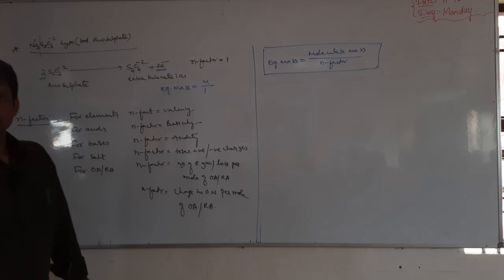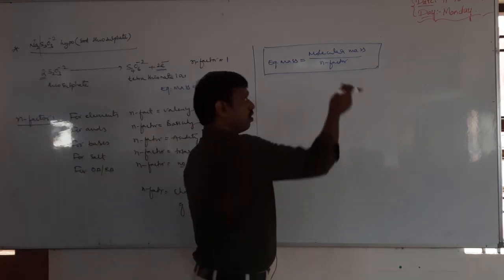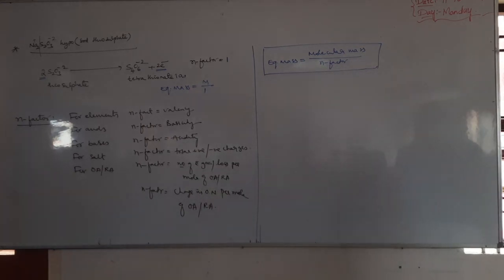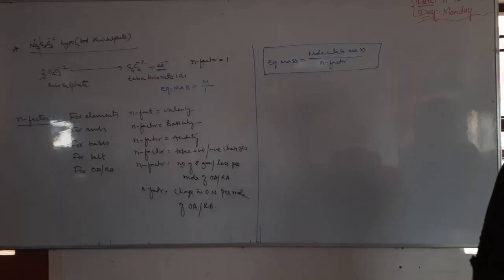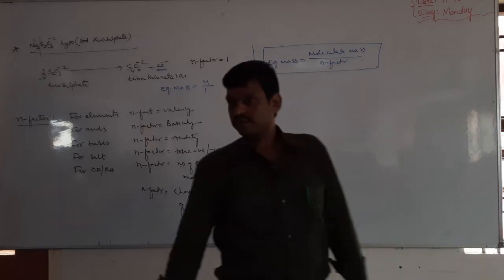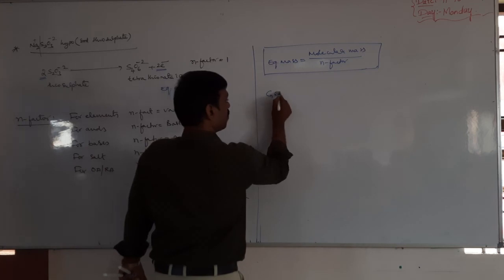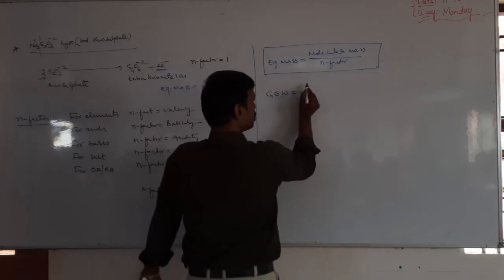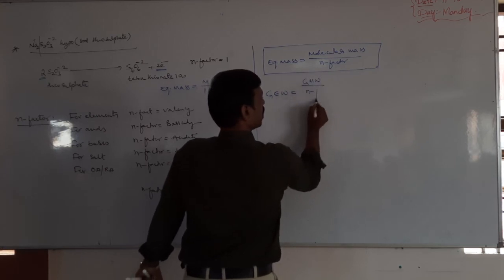Suppose it is equivalent mass of acid, what does the n factor become? Basicity. If it is an oxidizing or reducing agent, the change in oxidation number. So it can be used differently. Next, what is the gram equivalent mass or gram equivalent weight? Gram equivalent weight is equal to gram molecular weight divided by n factor.